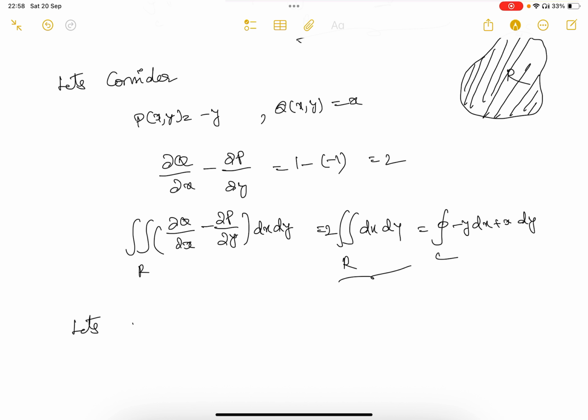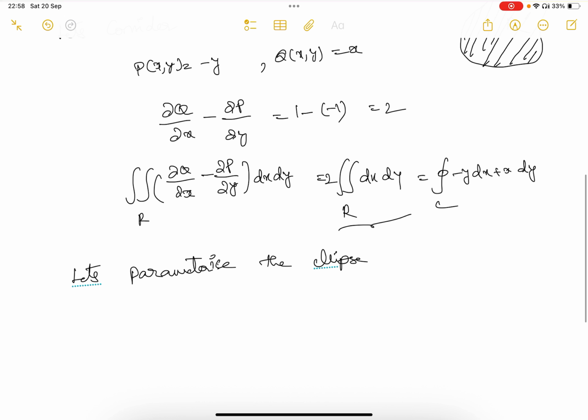So let's try to parameterize the ellipse, right? For the ellipse, x equals a cos theta, y equals b sin theta, right? I mean, any arbitrary point on the ellipse can be defined as x equals a cos theta, y equals b sin theta. As you substitute there, x square by a square plus y square by b square will be 1, right? And here theta is from 0 to 2 pi, right?